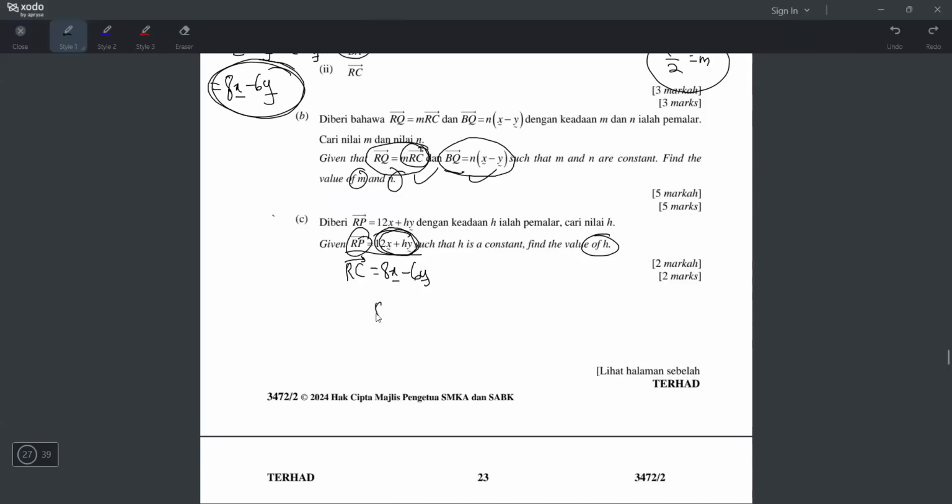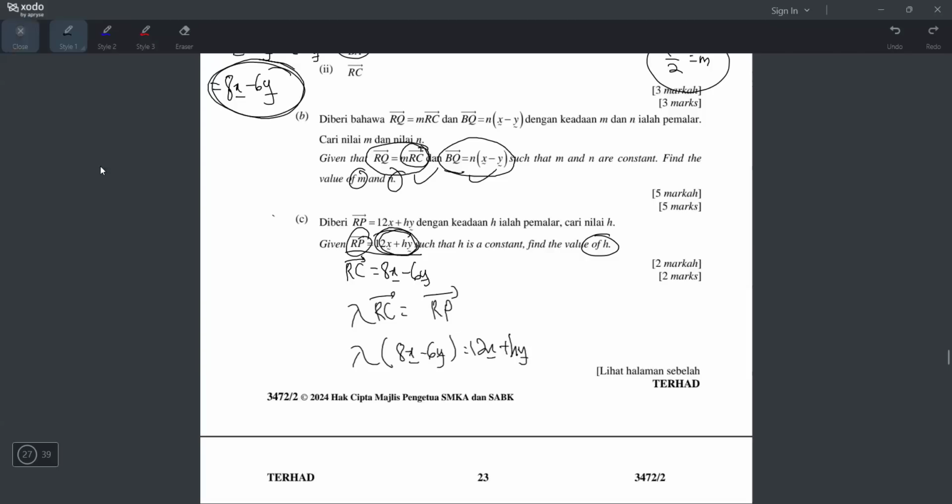So sebenarnya dua vektor ni dia boleh equals. Tapi kalau nak equal, you kena letak lambda. The lambda is just to show that they are parallel, but dia tak sama panjang. So you have to put a ratio here. Also, by the way, kalau lambda tu nak letak sini pun boleh, sini pun boleh. Sama saja, in the end jawapan sama. So let's letak sini lah. So lambda RC masuklah 8x minus 6y, and then RP masuk saja 12x plus hy.